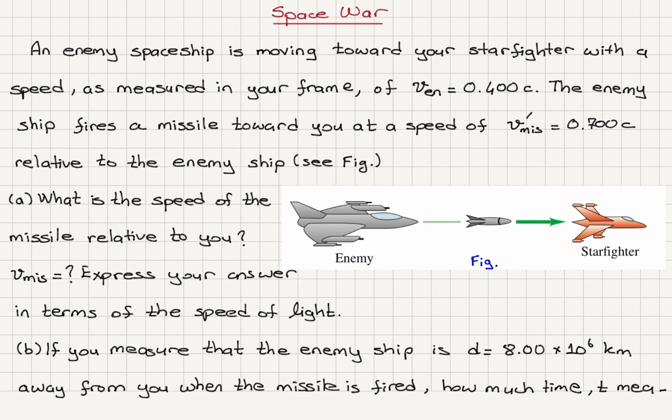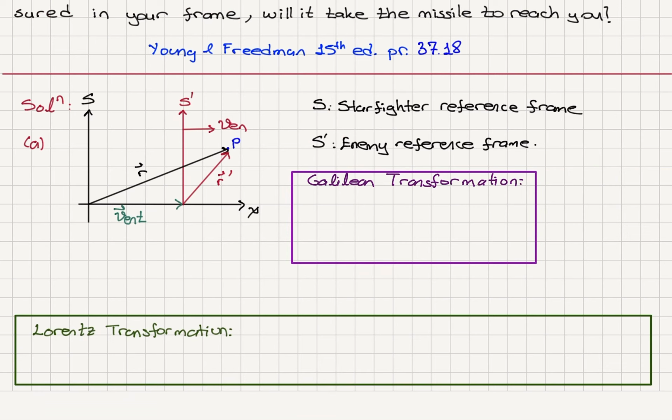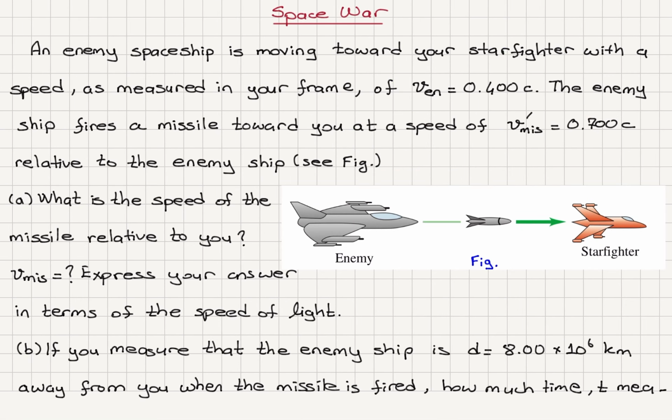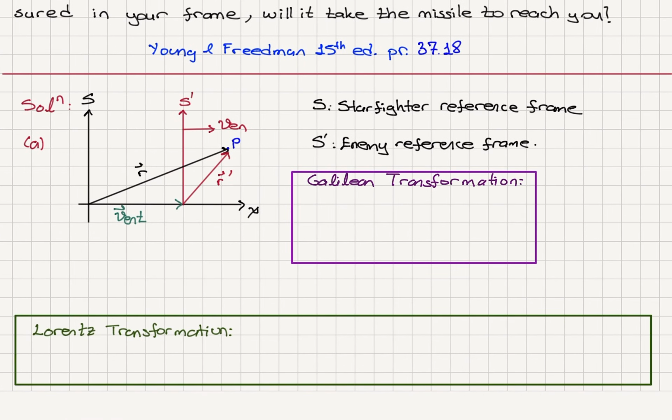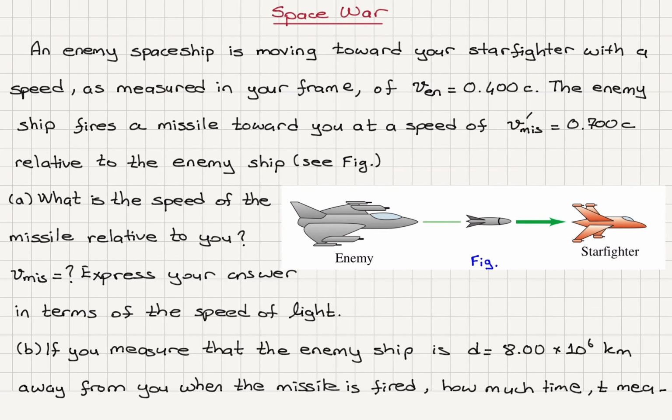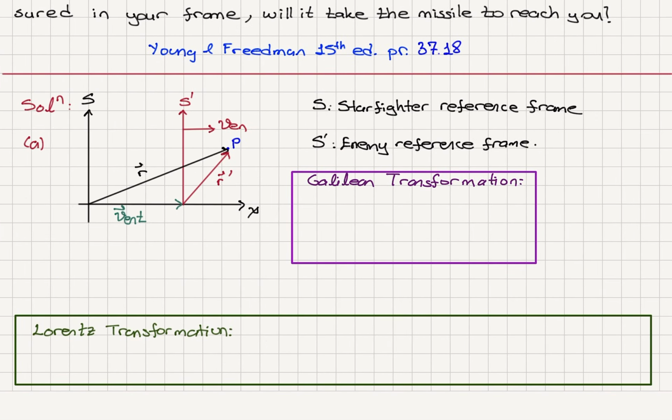And part B, if you measure that the enemy ship is d equal to 8 times 10 to the 6 kilometers away from you when the missile is fired, how much time, measured in your frame, will it take the missile to reach you? So I choose S frame as my frame, the starfighter frame, and S prime, the enemy, is moving with respect to me with a speed of 0.4 c.